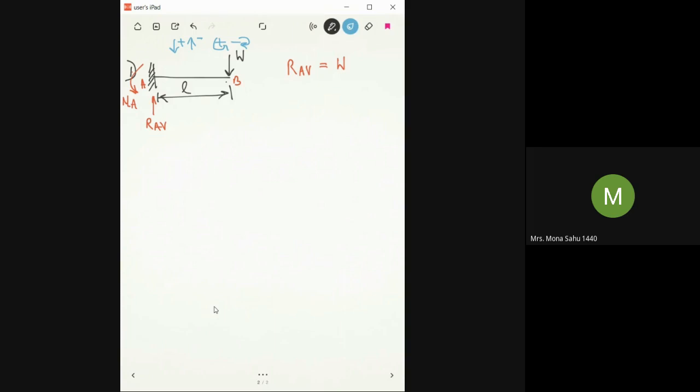Okay, so am I audible? Is it clear? Yes, ma'am. So moment is W into L. So all of you know what moment is? What's the formula for moment? Load multiplied by perpendicular distance. So you're calculating with respect to A. So what is the perpendicular distance from the load to A? So that means AB in this case.